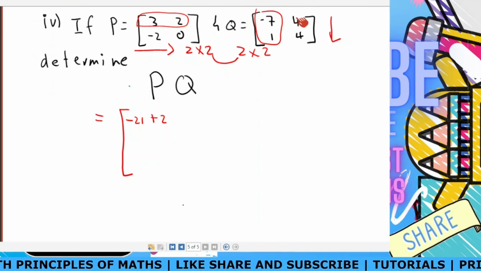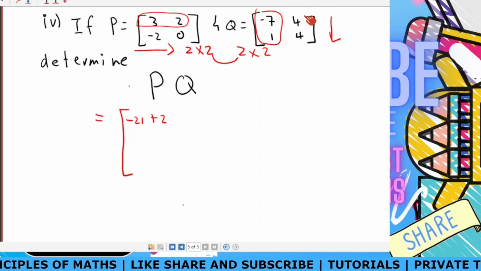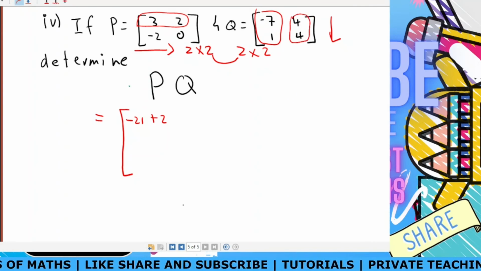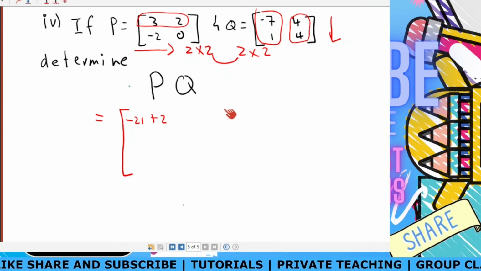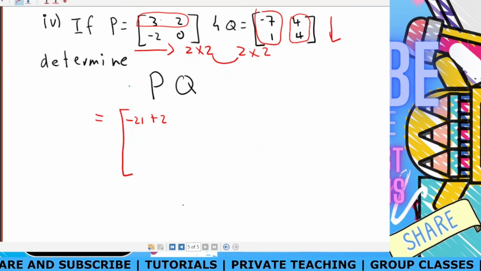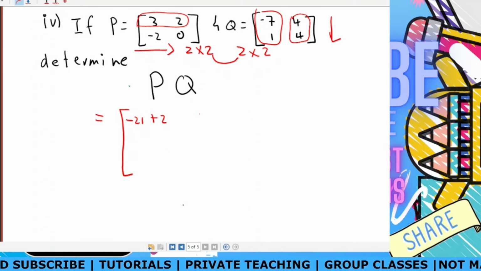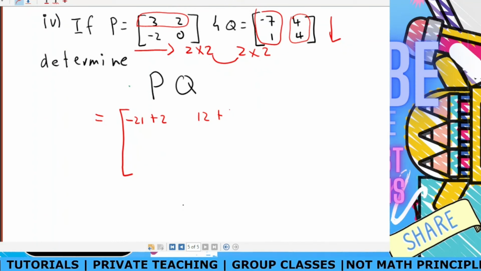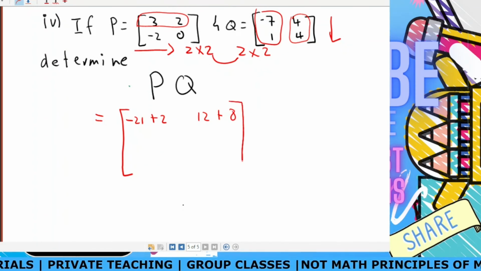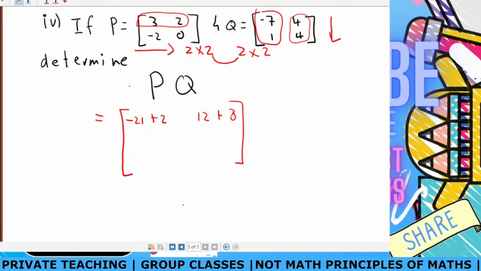Still using row 1, but now to column 2. So I hope you realize that the answer for this is going to be in what? Row 1. Here is row 1, but this time over this side because it's column 2. So multiplying the row and the column, 3 times 4, that gives me 12, plus 2 times 4, that gives me 8. When I add those together, we're going to get our answer.